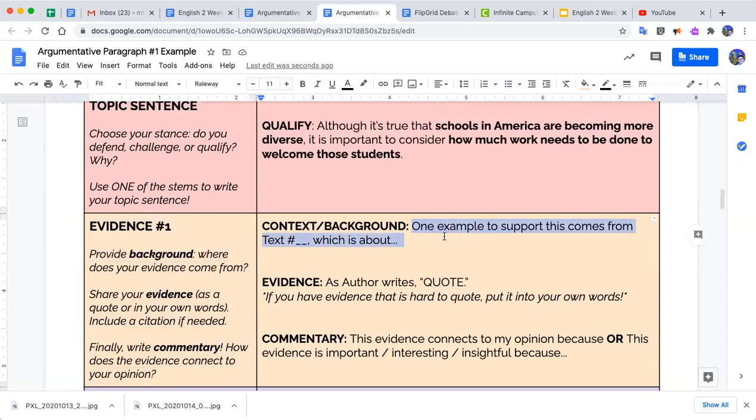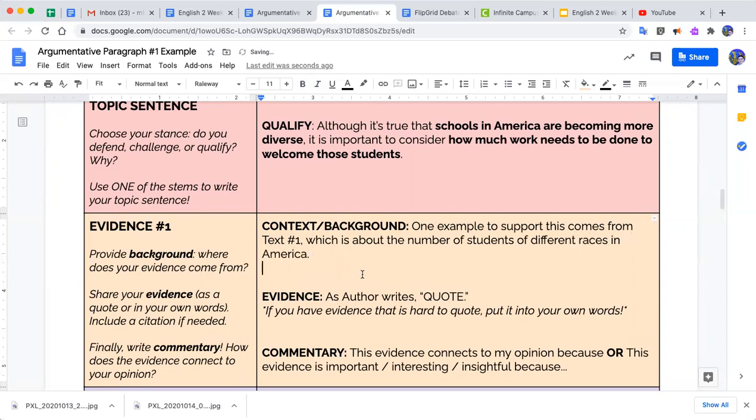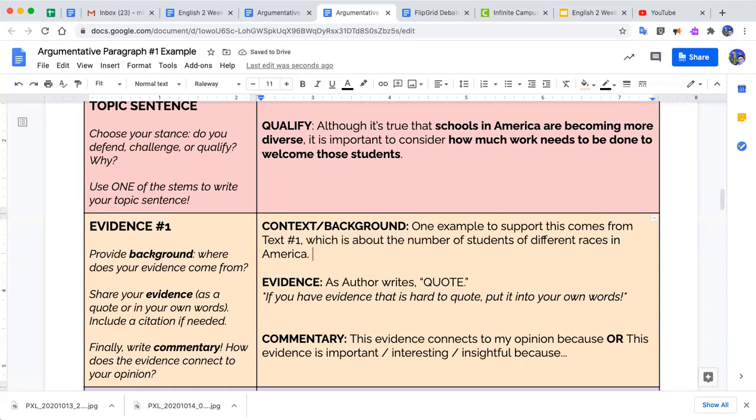I would say that you want to be careful about using "my example" or "I think" in writing, because in academic writing, you want to have a more professional voice. So this is a stem you can use to get around that. I would say my first example comes from text number 1, and those are in your readings. Text number 1 is about the number of students of different races in America. That was the fact sheet, that list of facts about how much more diverse schools in America are becoming.